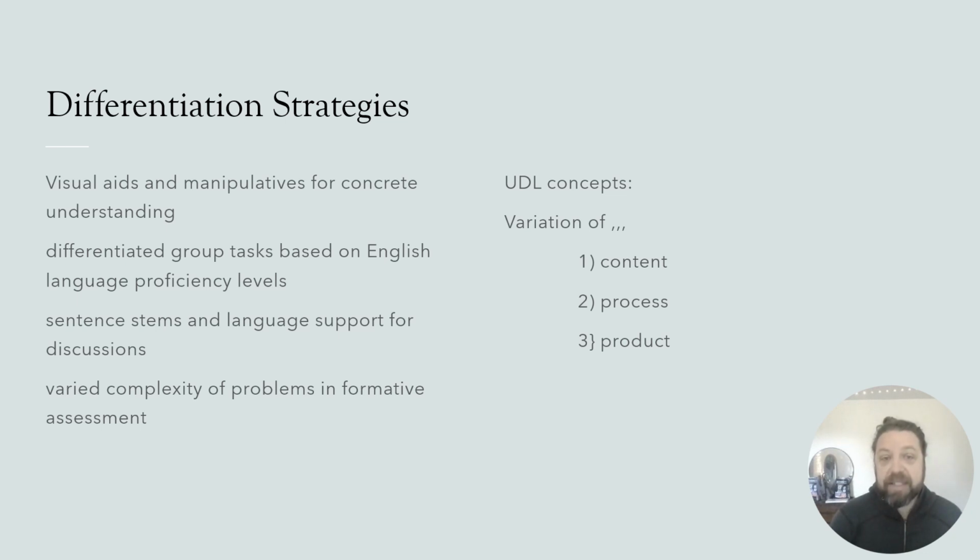Differentiated group tasks based on English language proficiency levels. So this is one that I use a lot in my current class. I have a lot of English language learners. I often pair them with a student that's slightly stronger in English. In fact, in one of my classes, I have 6 English language learners, and one of my students is on the end of the spectrum where they really have no English skills at all.